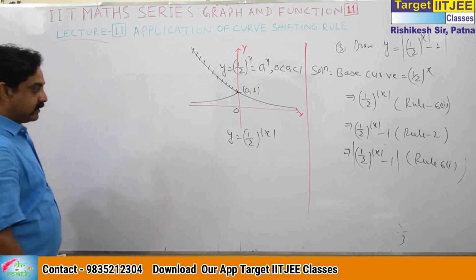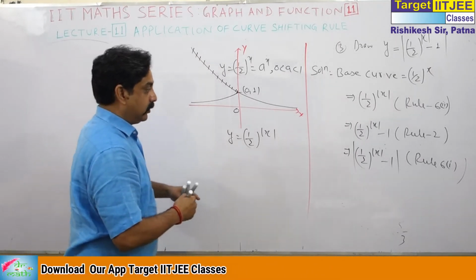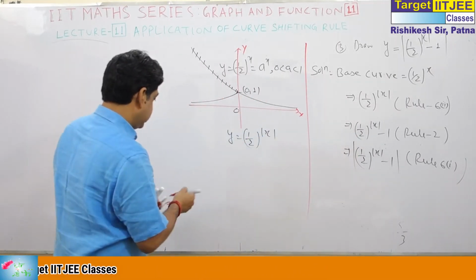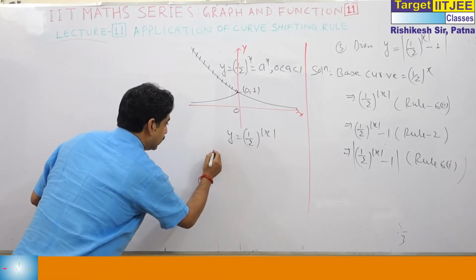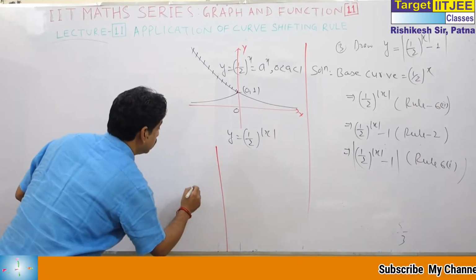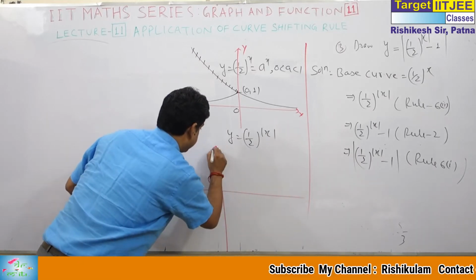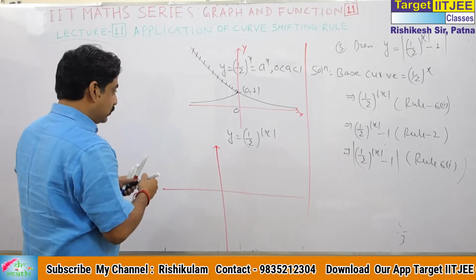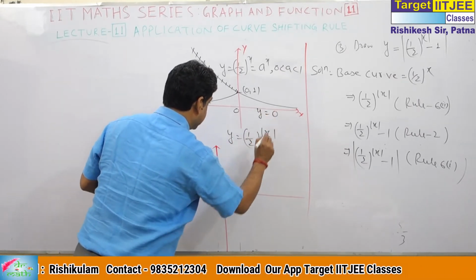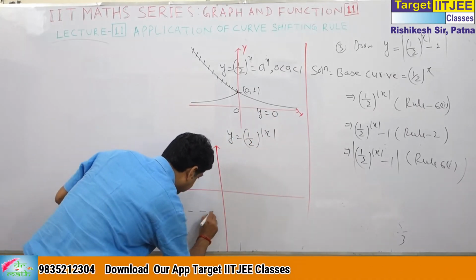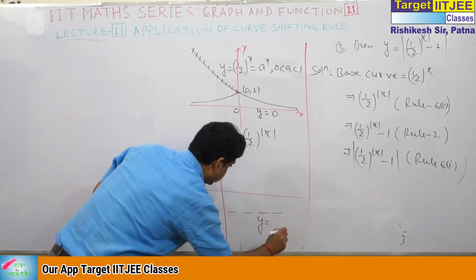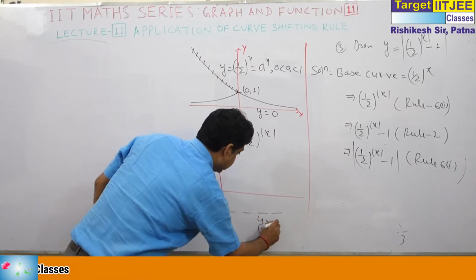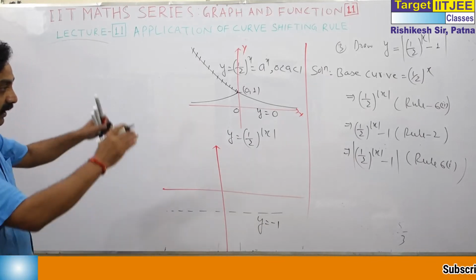Now after that, let me do this one. This I can do as follows. How? Actually we have to shift 1 unit downward. So actually this line is y is equal to 0. So this goes to y is equal to minus 1, and we shift this 1 unit.